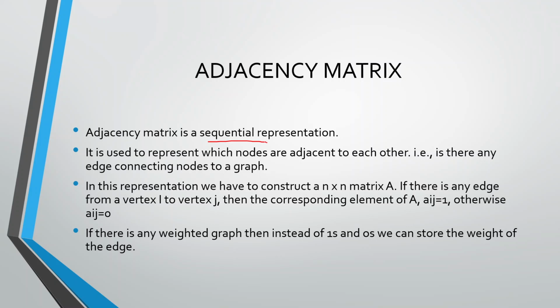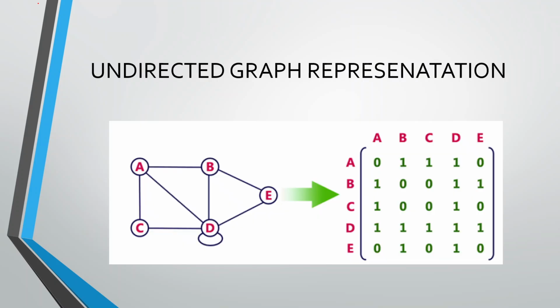In this representation, we have to construct an n by n matrix. If there is an edge from a vertex i to j, then the corresponding element A[i][j] is going to be 1. Otherwise, it is going to be 0. If there is any weight associated with the edge, then we put that weight instead of 1 and 0. Let's see how we are going to do it.